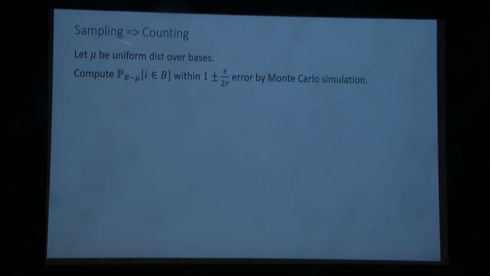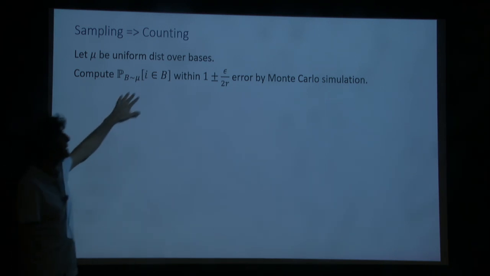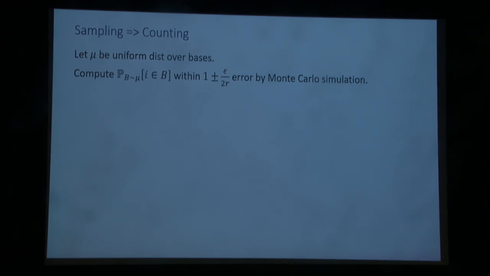So let's say you can sample. Let's say there is an algorithm that can generate a uniformly random base of a matroid. I want to tell you how to use that to count. Here is the idea. Let mu be the uniform distribution over the bases, and say I can sample from mu. Then I can estimate marginal probabilities of the elements. How do I do that? I just generate enough samples, and then I see how many times this element i is in my random base.